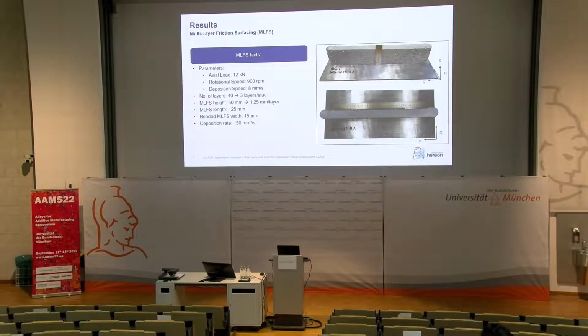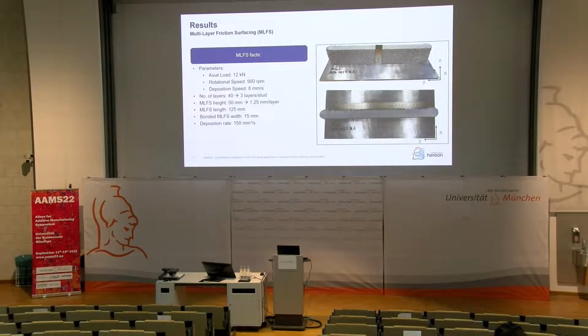So what we did is we deposited 40 layers. With one stud, we were able to do 3 layers. In total, we have a height of this multi-layer structure of about 50 millimeters, which results in a layer thickness of 1.25 millimeters per layer. The total length of the structure we did was 125 millimeters. Here you can clearly see that this is another structure which I have a photo of. And all those parameters lead to a deposition rate of 150 cubic millimeters per second.